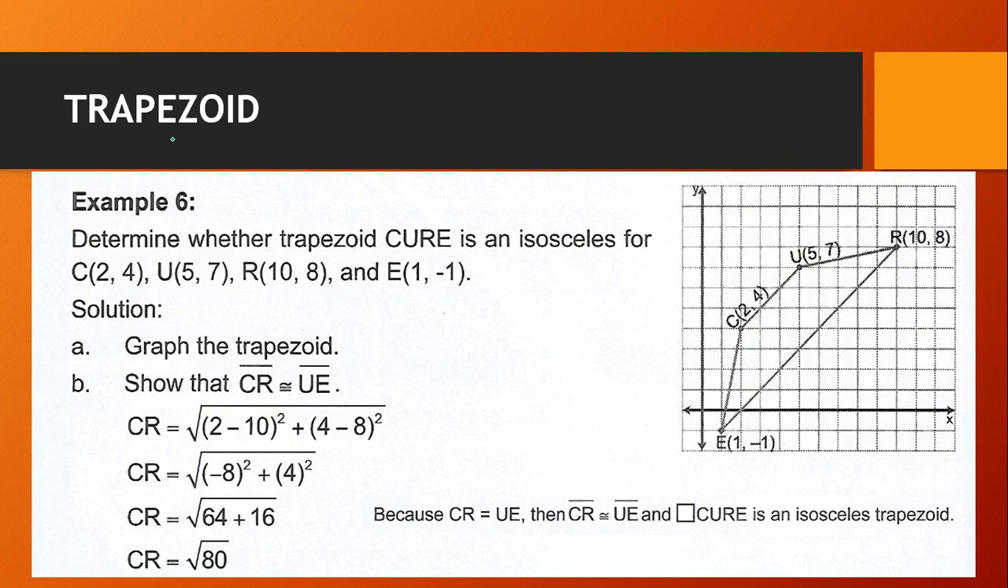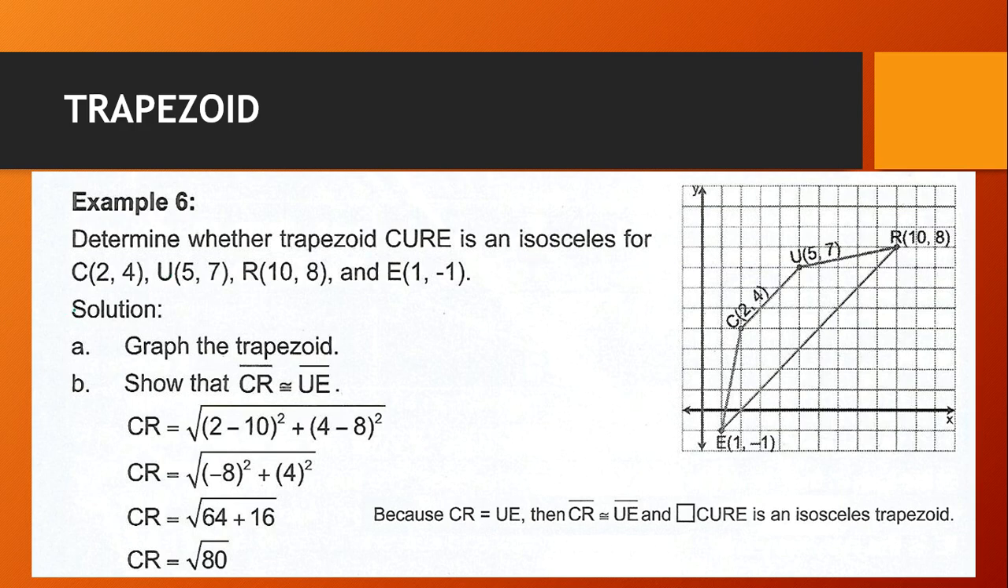Okay, so let's go now to example number 6. Determine whether trapezoid CURE is an isosceles for C(2,4), U(5,7), R(10,8), and E(1,-1). So our target or aim in this problem will be proving if this trapezoid CURE is really an isosceles trapezoid or not an isosceles trapezoid.